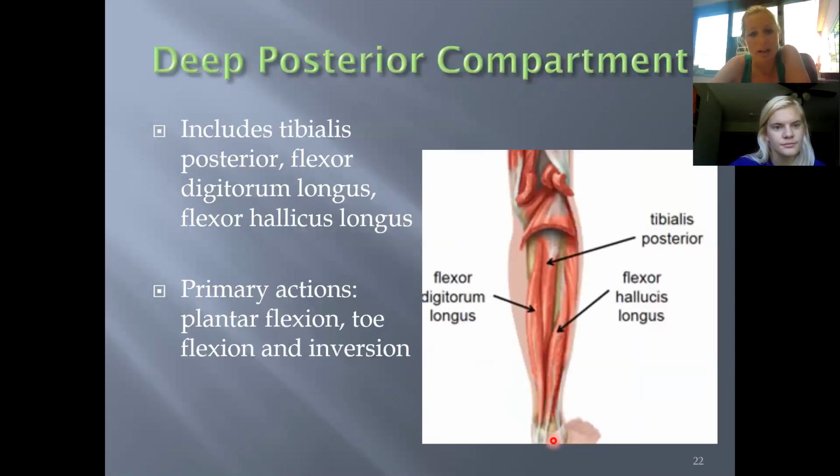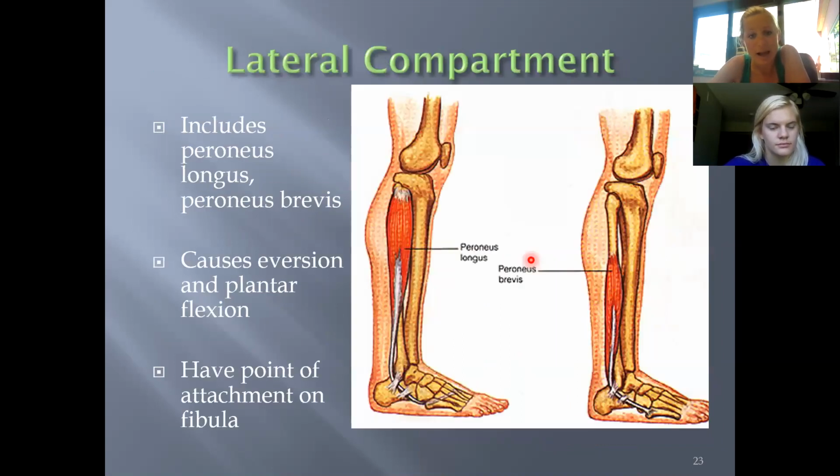Deep posterior, again, the muscles: tib posterior, flexor digitorum, and flexor hallucis. Again, those are going to lie directly underneath of soleus. The lateral compartment, so the actions they can do: eversion and assist with plantar flexion.